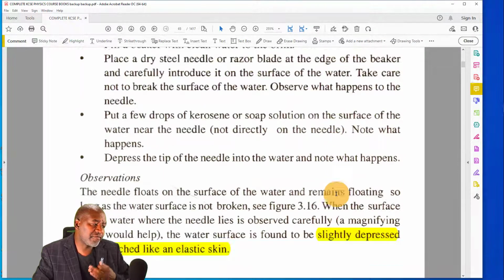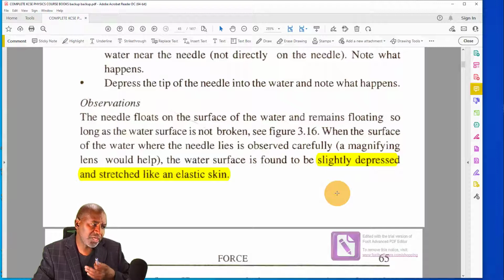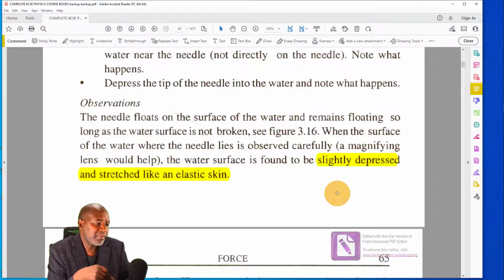So there are several effects of this. Of course, after you do that experiment, the following observation is expected. The needle floats on the surface of the water and remains floating so long as the water surface is not broken. You should be careful not to break the water surface. Especially, don't just drop the pin. It's got to be suspended very carefully. When the surface of the water where the needle lies is observed carefully, a magnifying glass would help, so use a magnifying glass to look at that.